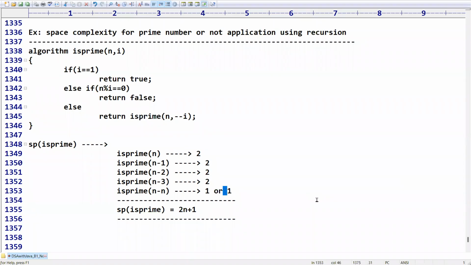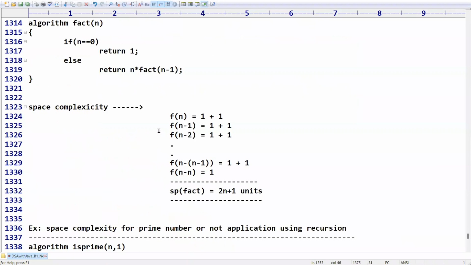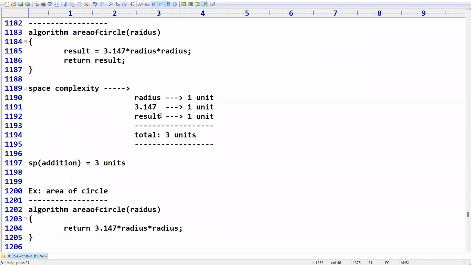Yes, sir. Now that's all about the space complexities. You can take a small algorithm and you can calculate the space for that. So the next one, what we have, time complexity.